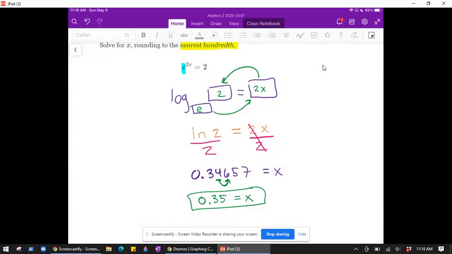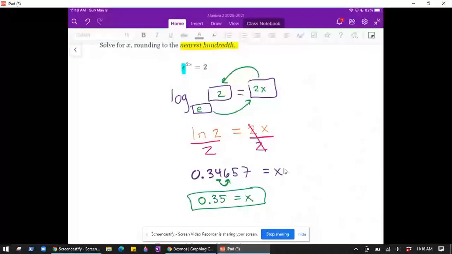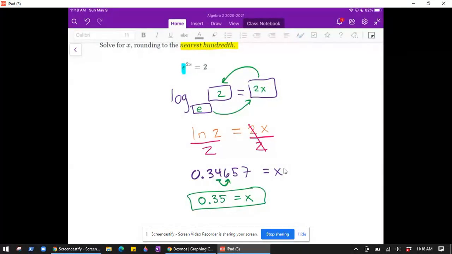And I just realized I was not on the right screen there. All right, so this gives you an overview of solving basic exponential equations using logarithms.